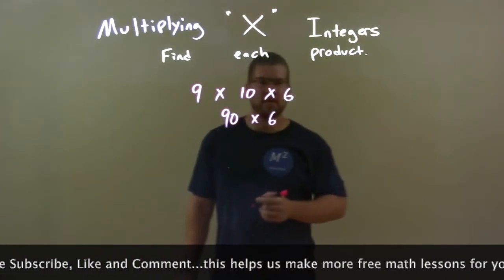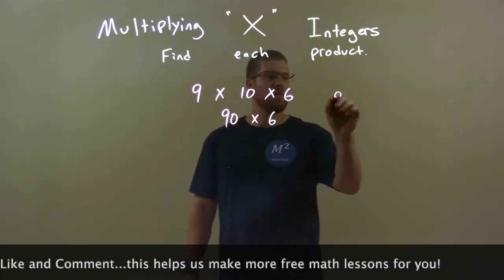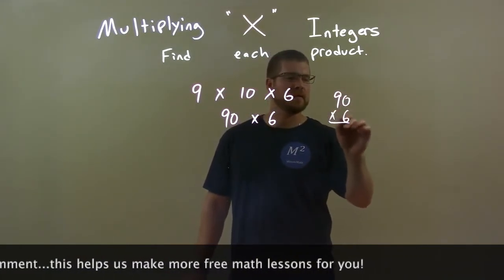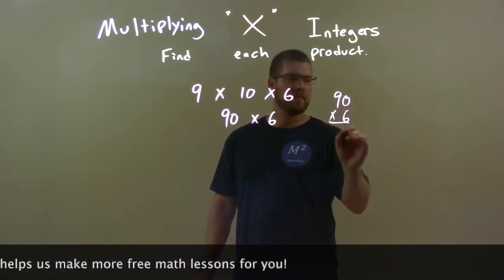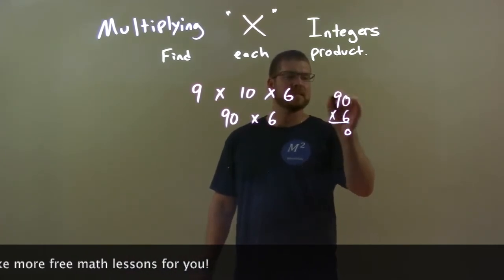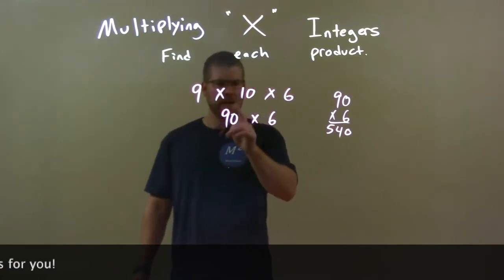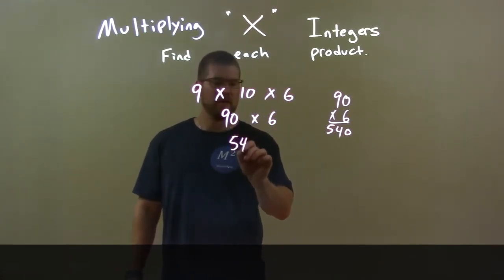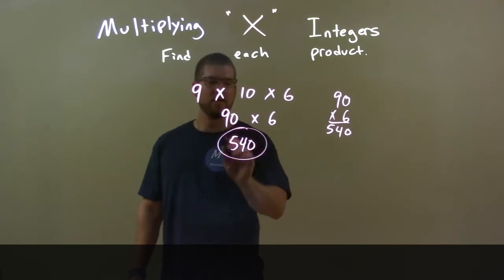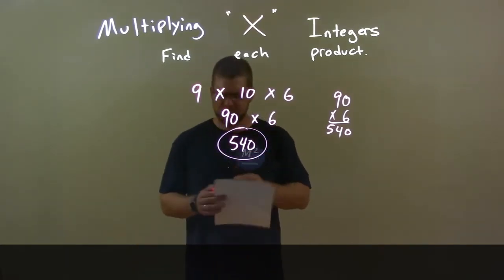Now, 90 times 6 is a little more difficult. If we put 90 up here and multiply it by 6, okay, 6 times 0 is 0, and 6 times 9 is 54. Okay, so 90 times 6 is 540, and so there is our final answer.